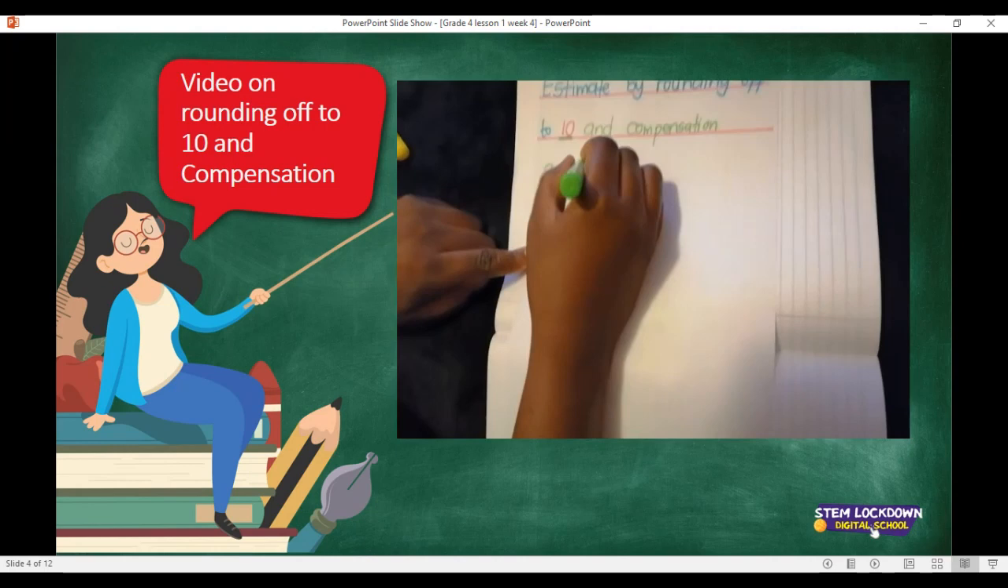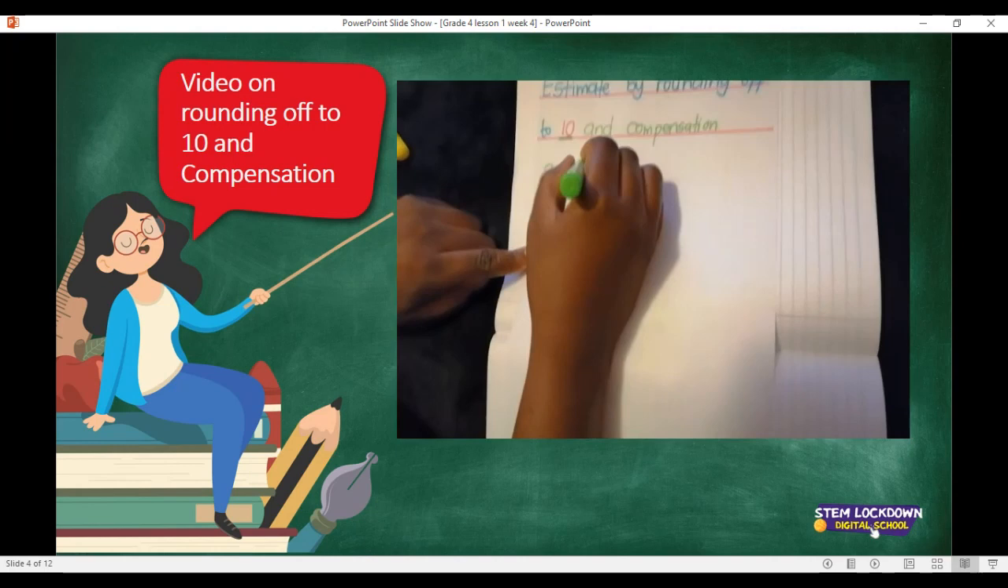So this means that if I'm standing at 22, it's going to be closer for me to go to 20 than maybe you thought that the answer is 30. So between 20 and 30, it is closer to me to go to 20 than to go to 30. So 22 to the nearest 10 is 20. And then after you are done with your rounding off, the first part is done.